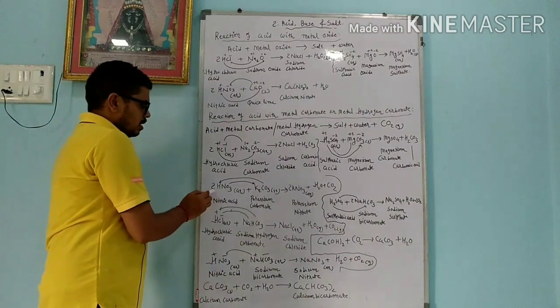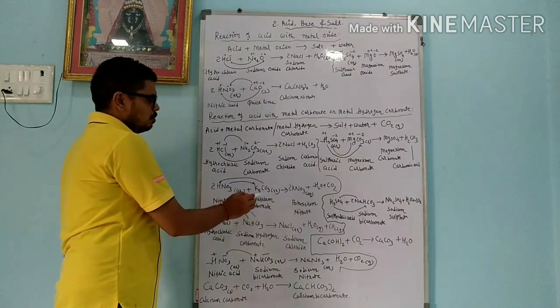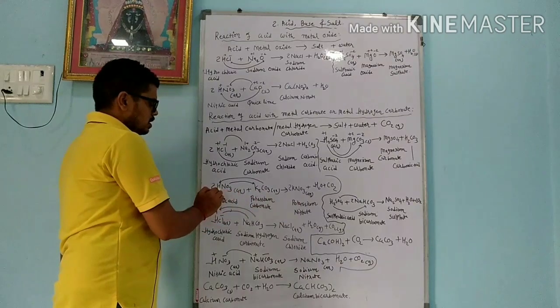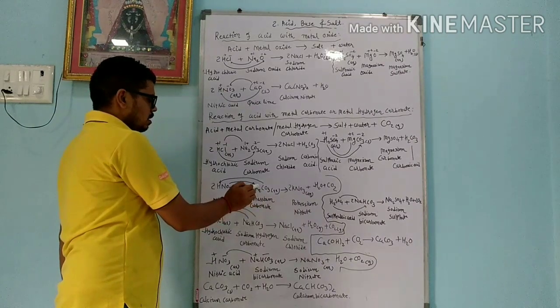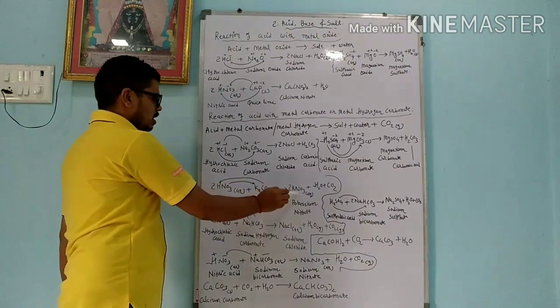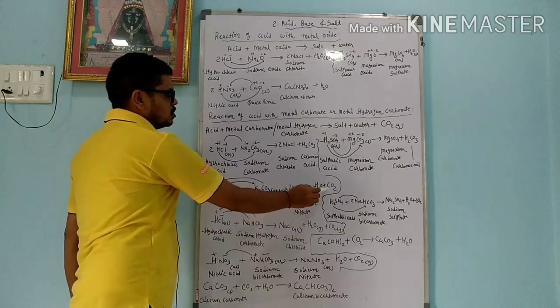Now dear student, take care here. 2 mole of nitric acid react with 1 mole of potassium carbonate. Hydrogen is 1 plus, NO3 is -1, K is 1 plus, CO3 is 2 minus. Now K potassium react with NO3, KNO3, and remaining in that we can write H2O plus CO2.